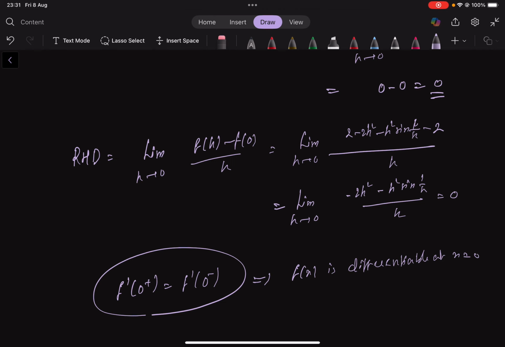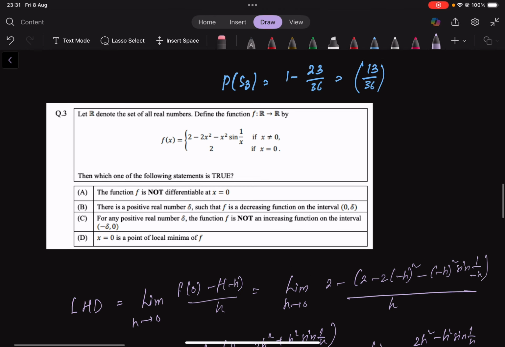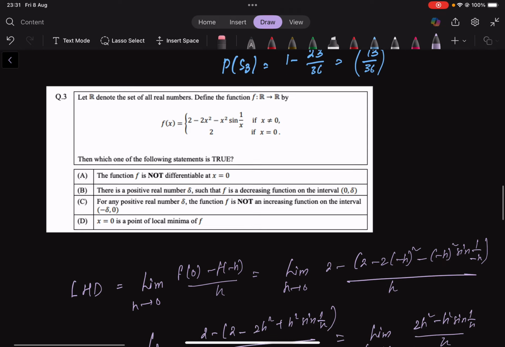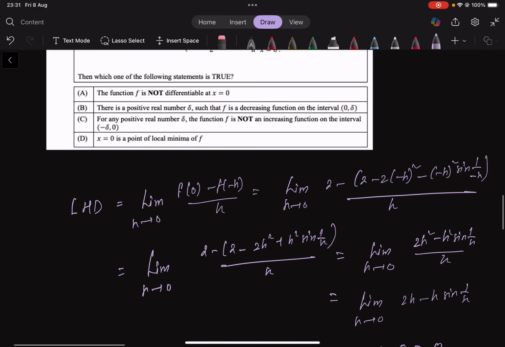So that means the first option is wrong, because they are saying f of x is not differentiable at x is equal to 0. But we can check by first principle that it is differentiable. So we can clearly say the first option is wrong. Now let's come to the second option.